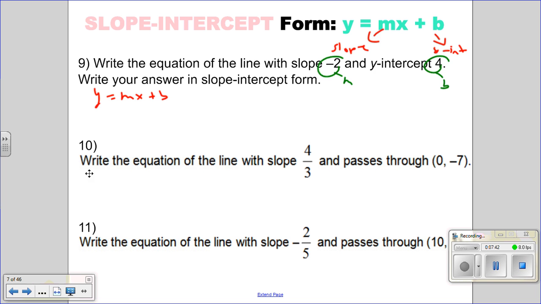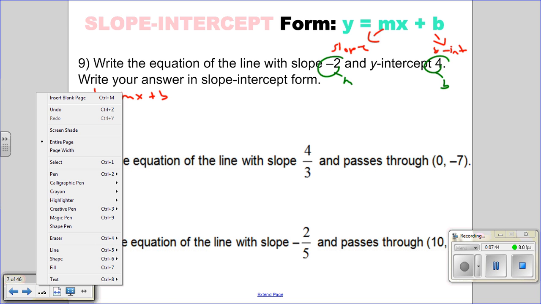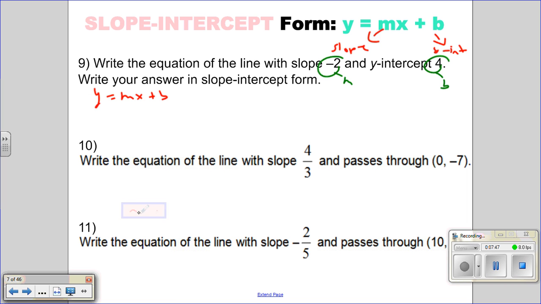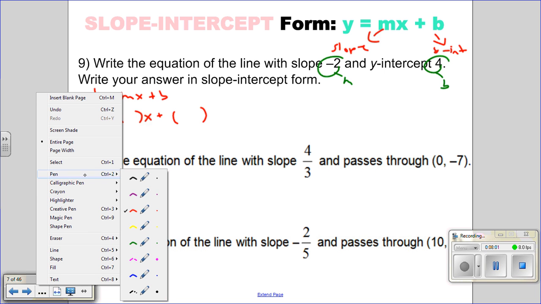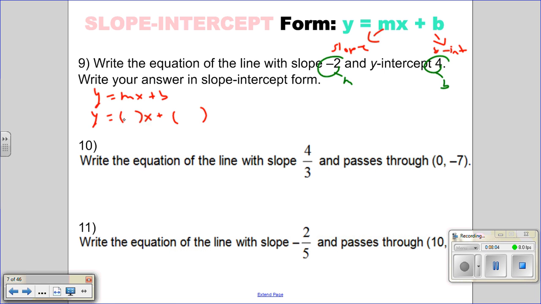So I'm going to substitute those into their appropriate spots. I'm not going to substitute y with anything, so I'm going to substitute m and b. So m is negative 2, b is 4, and now the final equation would read y equals negative 2x plus 4. And that's all they wanted us to do: write the equation in slope-intercept form.